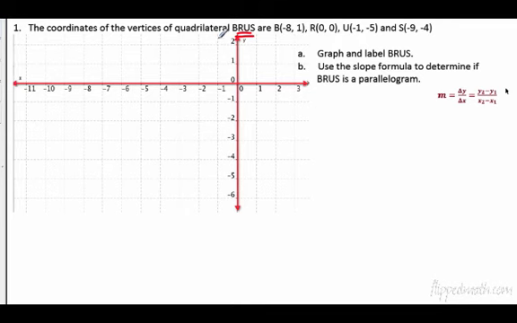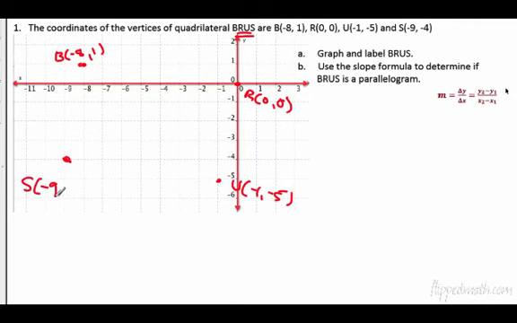All right, the coordinates are B, negative 8, 1. So this is B, graph and label, negative 8, 1. R, 0, 0. All right, so we're going to put an R there and call it 0, 0. U, negative 1, negative 5. So that's down here. U, negative 1, negative 5. And lastly, S, negative 9, negative 4. So that's right here. S, negative 9, negative 4.